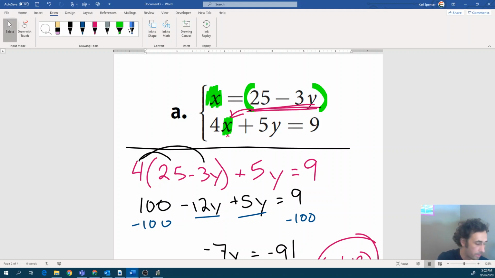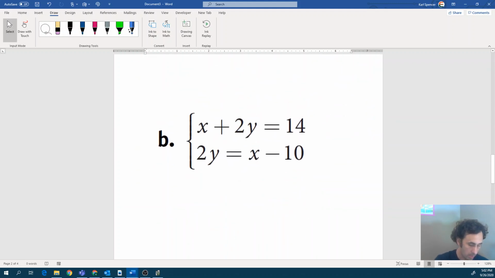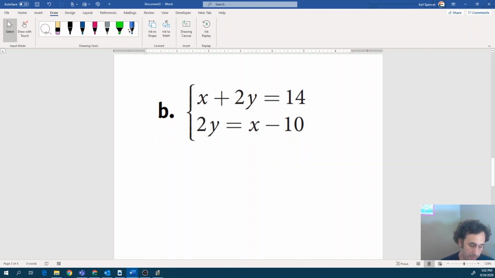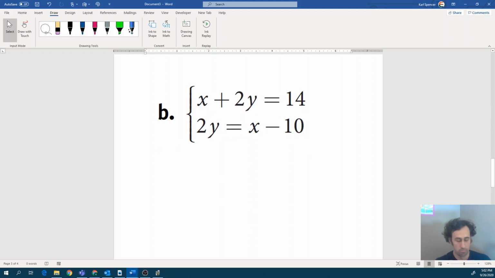Let's try another one. Here we go. Now, for the second problem, is there a variable by itself? Well, that second equation just has a y, but there's that 2 in front of it. In that first equation, there are a few different ways we can go about it. There is no right or wrong way to do these. Let's start with that one.